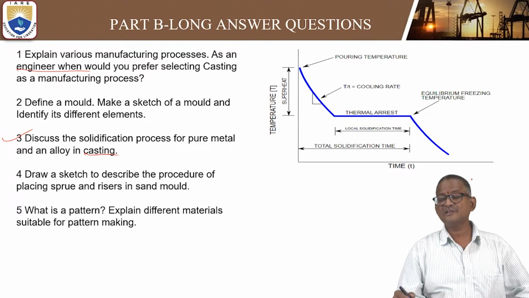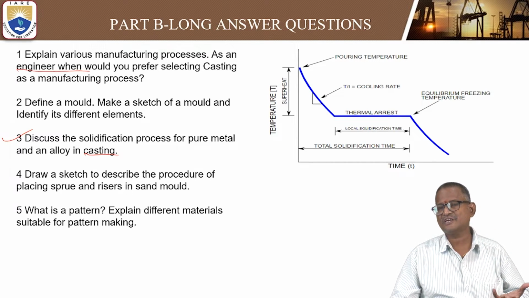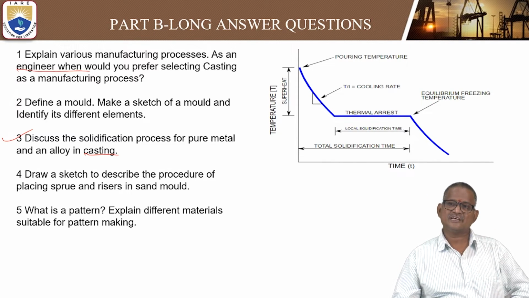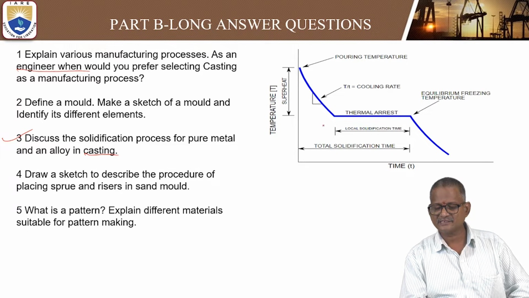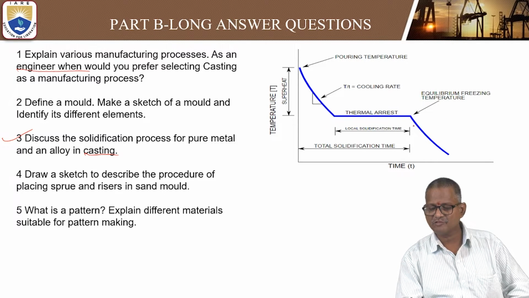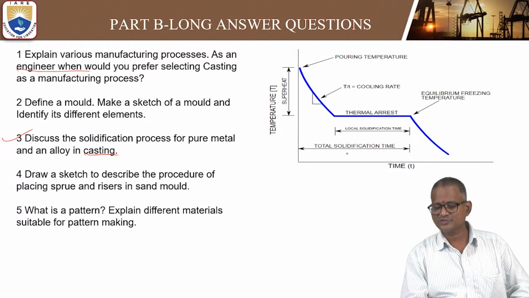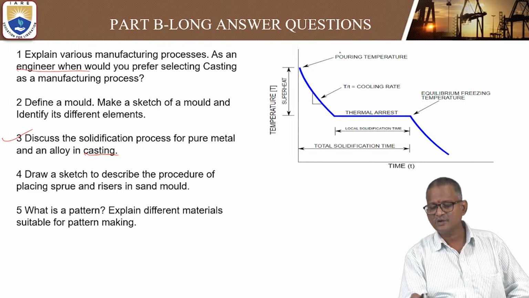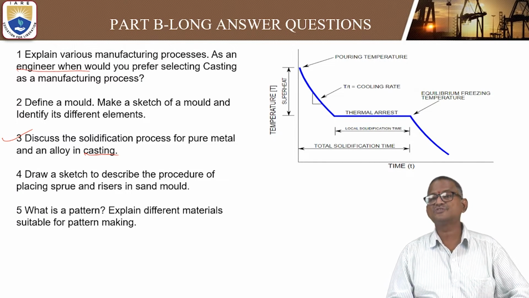So this is also clearly discussed in the TTT diagram or isothermal transformation diagram, the S curve. That type of thing you can also discuss. And here the pouring temperature starts here, and this is the cooling rate and the thermal arrest, constantly, and the equilibrium freezing temperature. So the total solidification time is from the pouring temperature to the equilibrium freezing temperature. This duration we call the total solidification time.